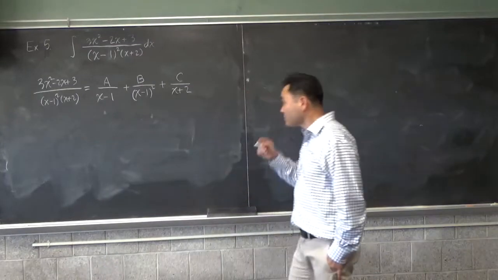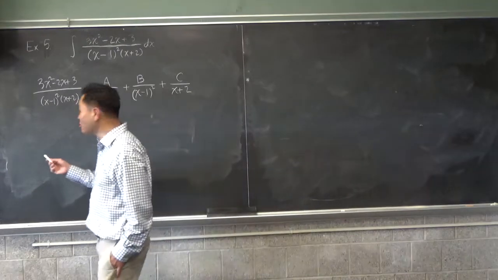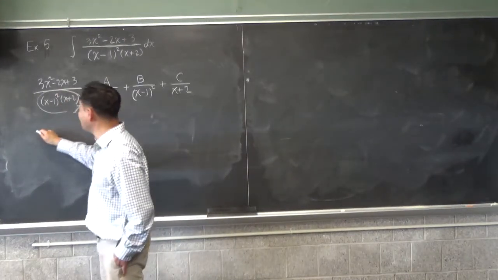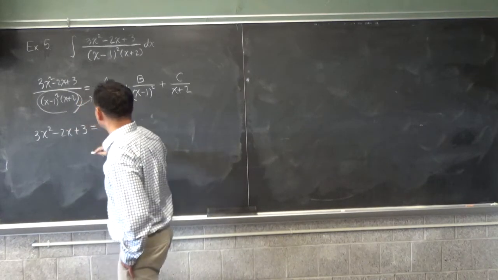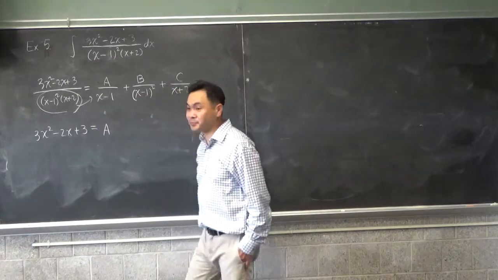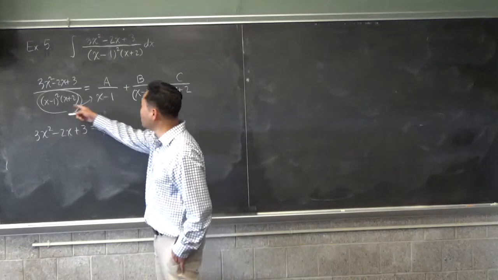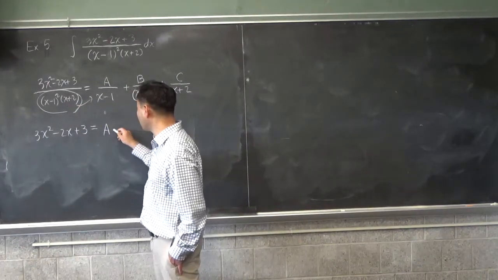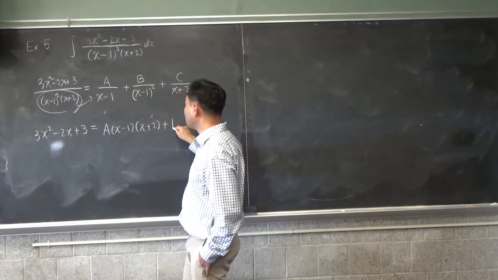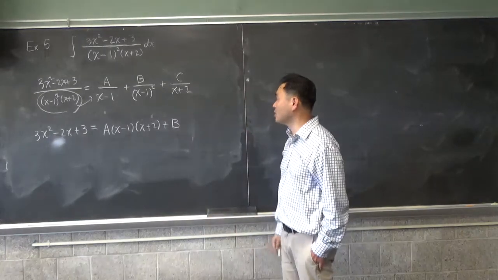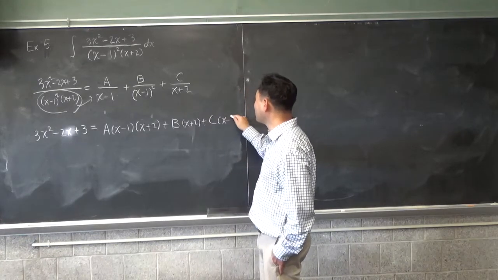Good. Okay. So now let's try to solve this by multiplying this to the other side. That will give you 3x squared minus 2x plus 3 equals A times what? A times x minus 1 squared? No. One of the x minus 1 will cancel when you multiply, right? So x minus 1, x plus 2. Plus B times what? Just x plus 2, right? And the other one would be C times x minus 1 squared.